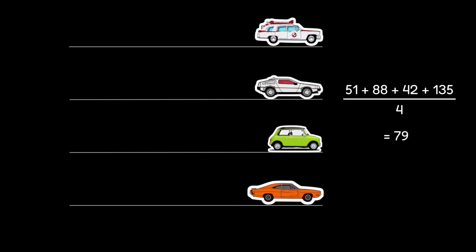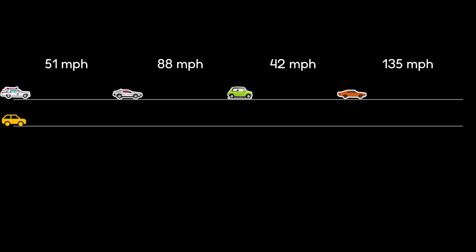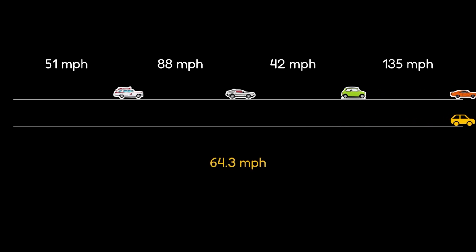This is the classic way of computing the average. But is it really the most meaningful? Let me show you another one. Imagine placing the cars in a relay race and asking, what constant speed would allow us to cover the entire distance in exactly the same total time as the four cars together? In this case, the answer is no longer 79. It is about 64.3. Where does this number come from?